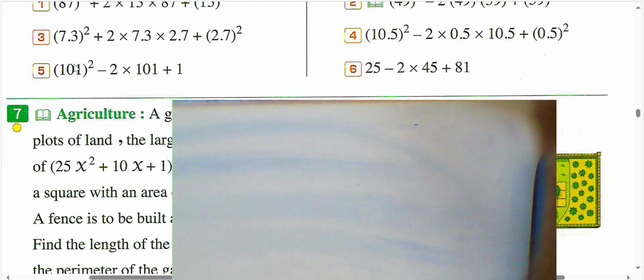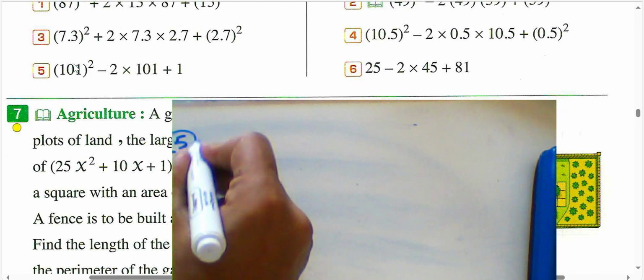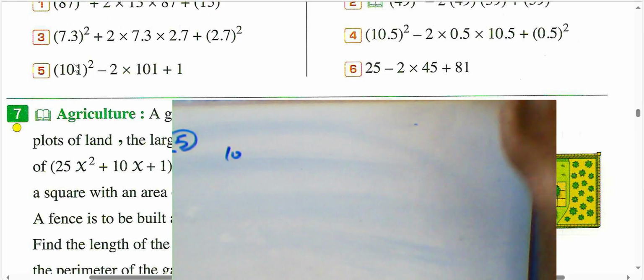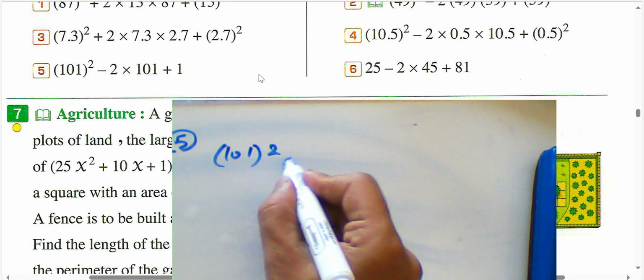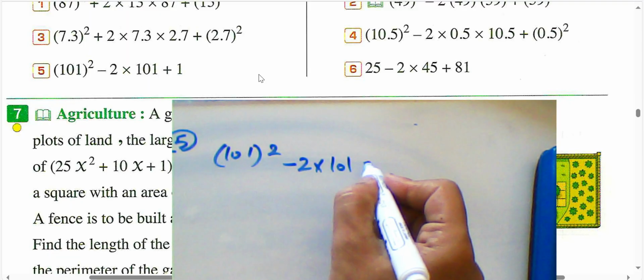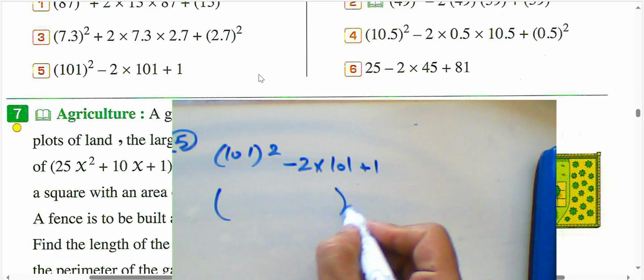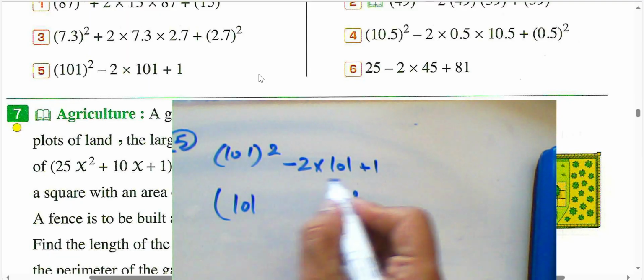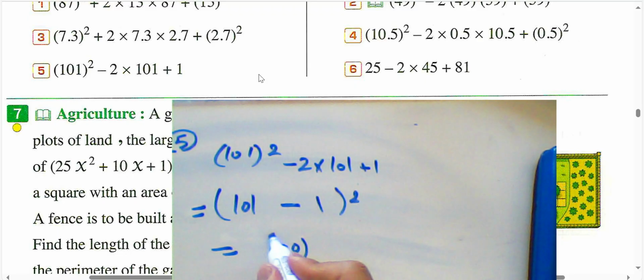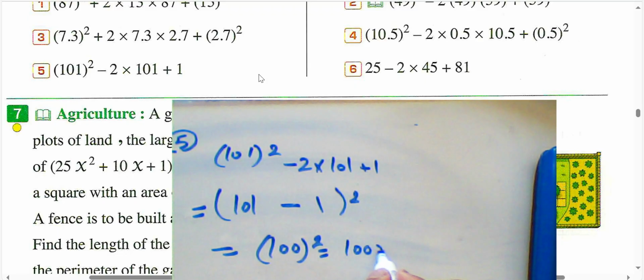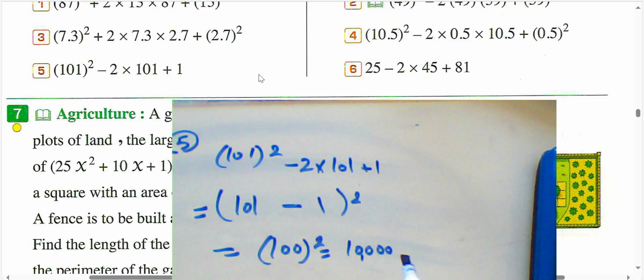Next question, number 5: 101 power 2 subtract 2 times 101 plus 1. We can write the square root of the first and the third and the sign of the middle. The result will be 100 power 2. The result will be 10,000.